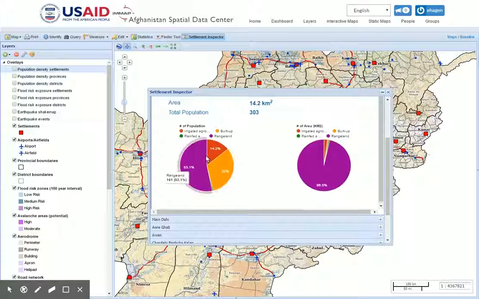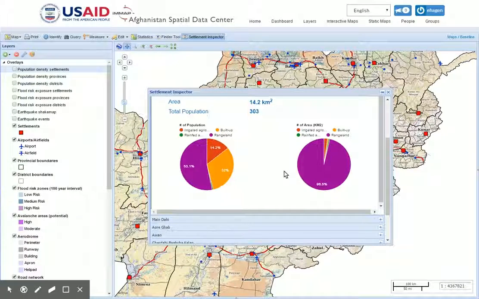And you can find the following breakdown. About 50% of the people live in rangeland area, 32% of the persons live in built-up area, and 14% live in irrigated land. This data, again, is modeled. They're ballpark estimates, but they can help you to form a picture about the settlement.